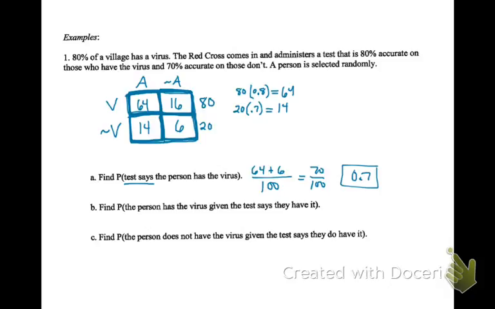Now part B. Find the probability that the person has the virus given that the test says that they have it. Given. So that's conditional probability. So where does the test say that they have it? Well, it's at 64 and 6, which means out of 70. Now, out of that 70, where is it that the person actually has the virus? Well, the 64. So 64 out of 70. Calculate that by punching that in your calculator. 0.9142857143. So let's do nearest thousandths. 0.914.